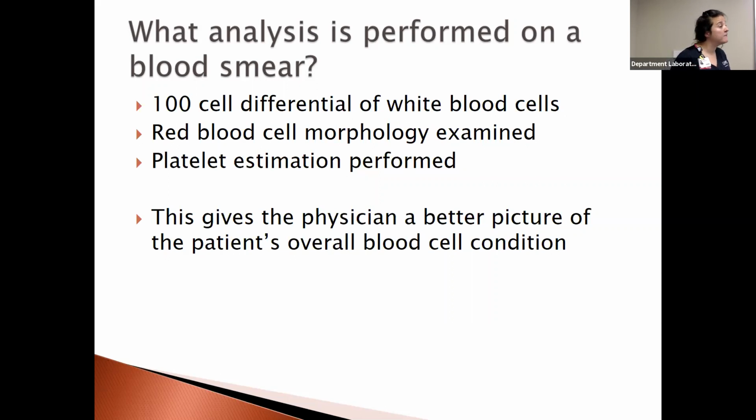Keep in mind, just from a smear evaluation, you can tell a lot by what type of anemia, if any, is present, and spleen status. If they've had a splenectomy, we might see Howell-Jolly bodies or any other type of inclusions as well. So from the peripheral smear, we can tell a lot about that patient.